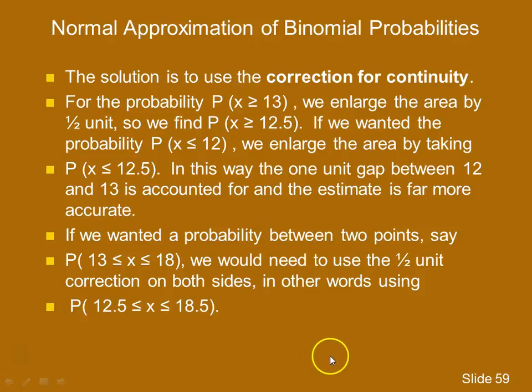Let me also point out at this point that if we were doing a different probability, say we wanted 13 less than x less than 18, so we have two values, we would have to use that half unit correction on both sides of the distribution, or rather both sides of the equation. In other words, we'd have to take everything from 12.5 to 18.5. If I were to redraw the graph that I showed a minute ago, in a problem like this, you actually have two gaps in the distribution.